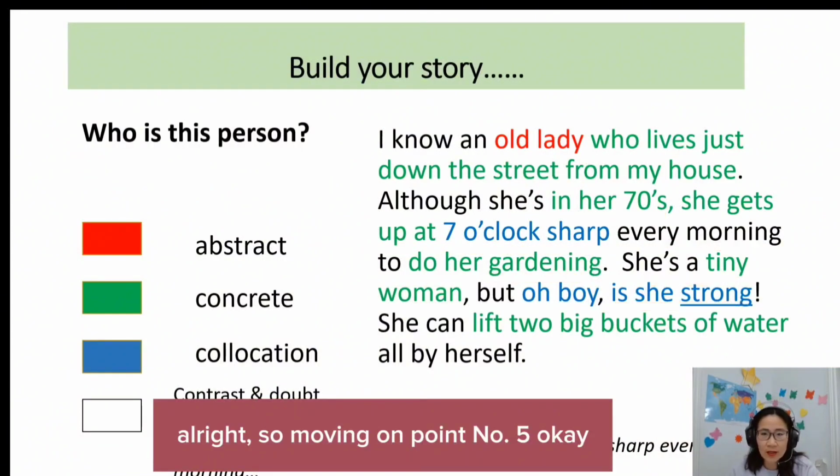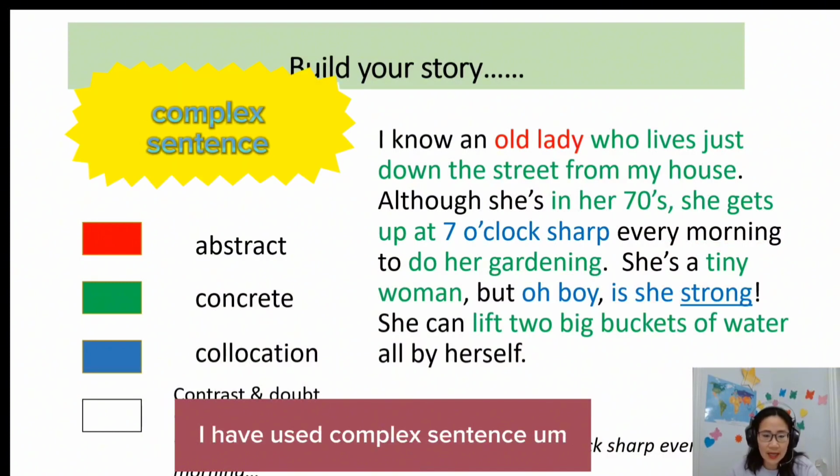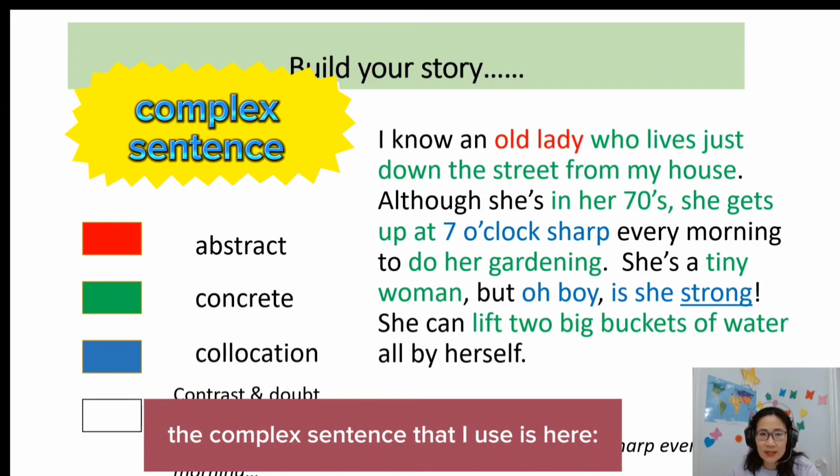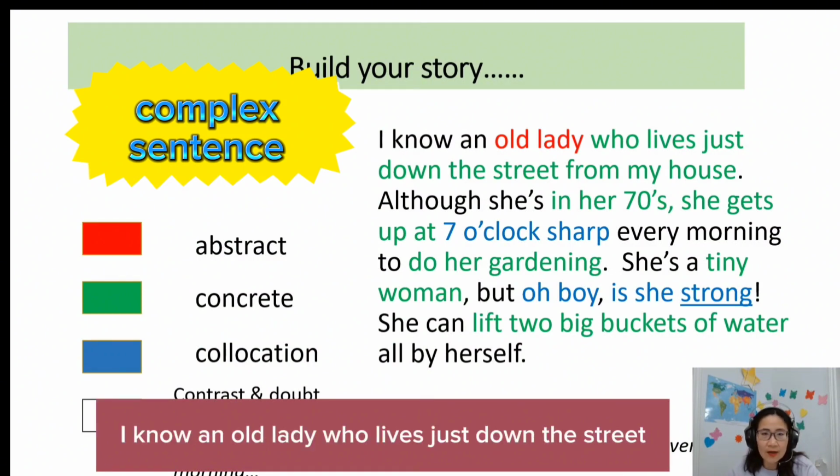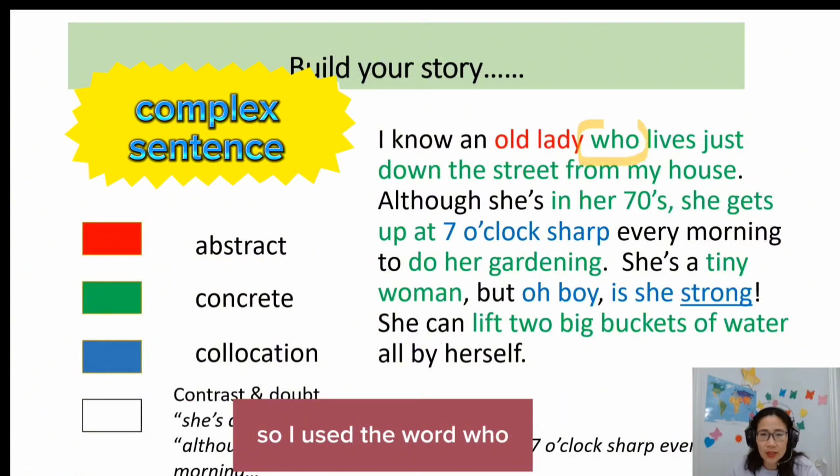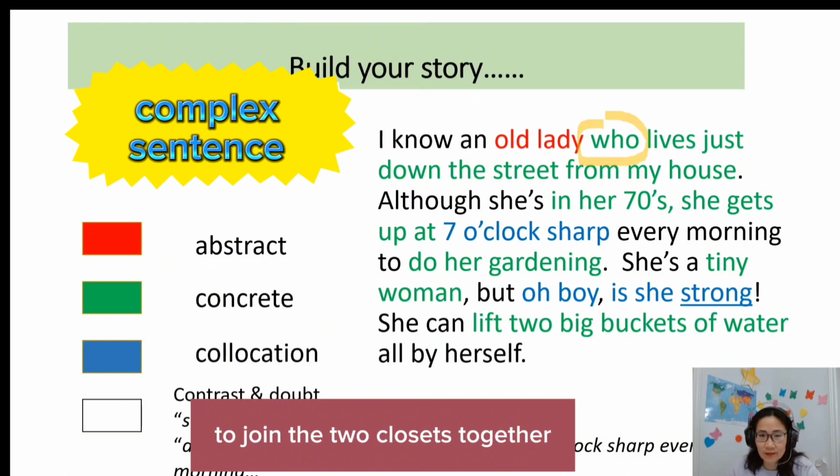So moving on, point number 5, I have used a complex sentence. The complex sentence that I use is here: I know an old lady who lives just down the street. So I use the word who to join the 2 clauses together.